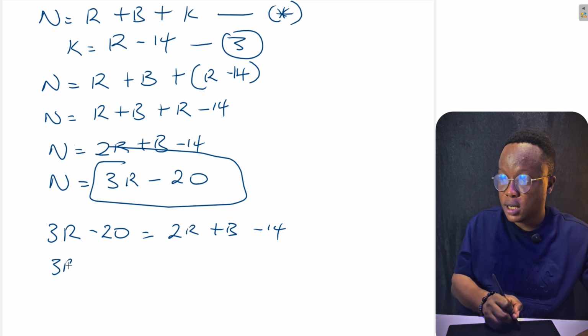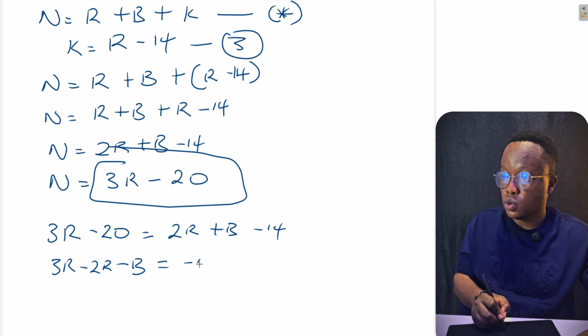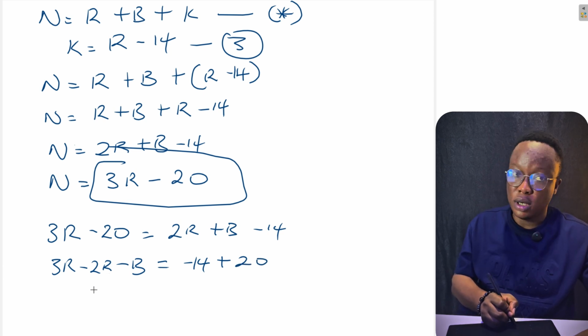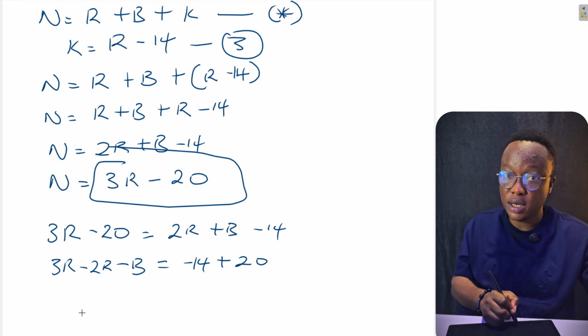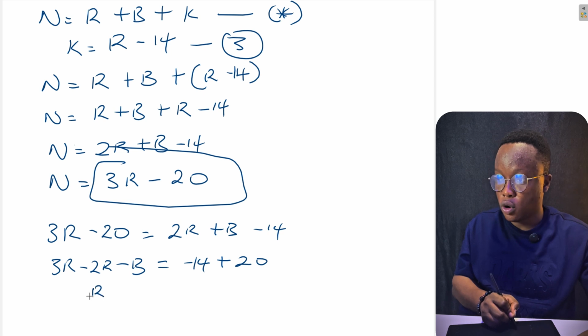So we have 3R minus 2R minus B. All of these have come here, so they've changed their signs, is equal to minus 14. Minus 20 will become plus 20, and this other side plus 20. So this will give us 3R minus 2R. It's like saying 3 oranges minus 2 oranges. You have 1 orange left, so we have 1R minus B. R minus B is equal to negative 14 plus 20.